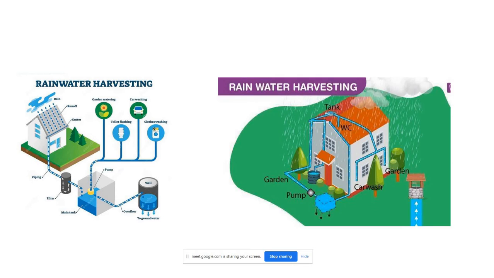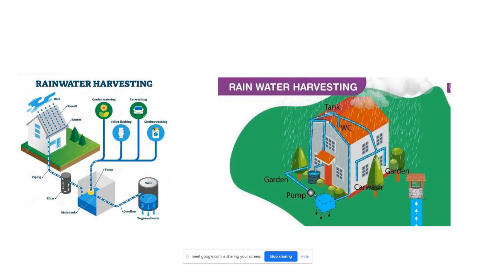After this, a brief introduction about rooftop rainwater harvesting. As we can see in the diagram, in this method the rainwater is collected at a high elevation, which is called the catchment or roof, and further, through pipelines, this water is transferred to the tank for daily needs.